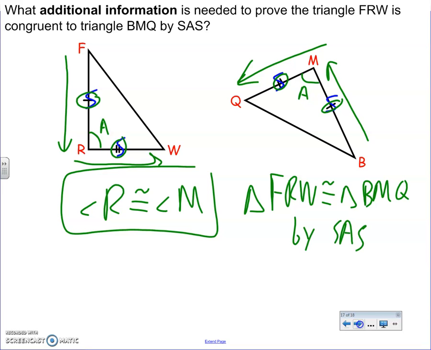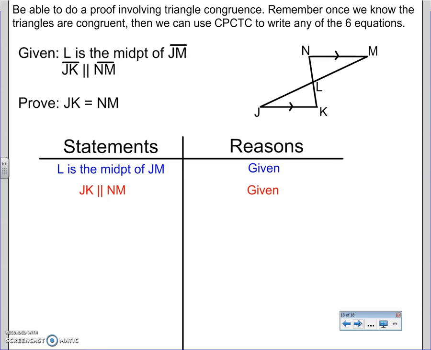All right, here's the next one. It's a proof. Remember, once you know the triangle is congruent, then we use CPCTC to write any of the 6 equations. It says given L is the midpoint of JM, JK is parallel to NM, prove that JK equals NM. All right, so first are the 2 givens. L is the midpoint and the 2 lines are parallel. Now I'll say, well, what does midpoint mean? If L is the middle of J to M, then this side is equal to this side. So I'll say J to L is equal to L to M. That is definition of midpoint.